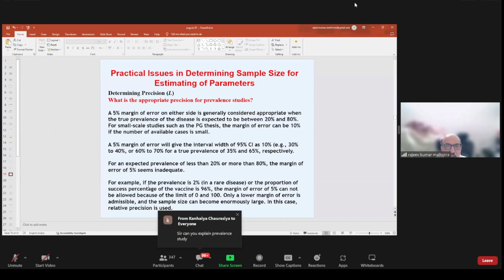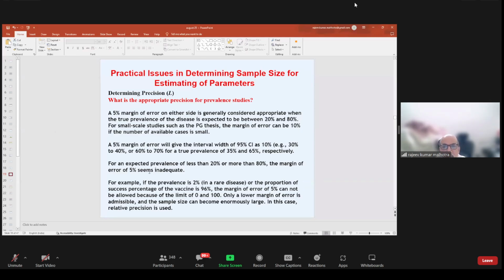If I take a 5% margin of error, our interval width of the 95% confidence interval is 10. That is 30% to 40% for 35%, and 60% to 70% if the true prevalence is 65%. If my true prevalence is 35, then 5 I subtract, 5 I add: 30 to 40%. Here 65 is there, then 5 minus, 5 plus: 60 to 70%.